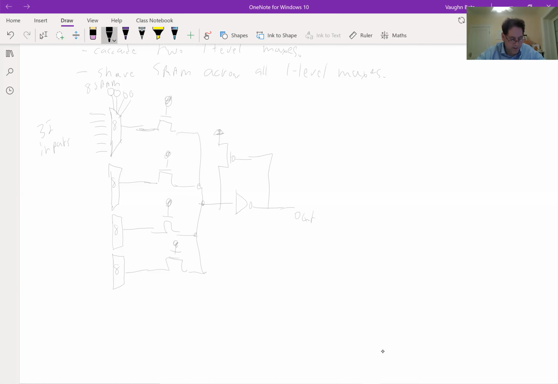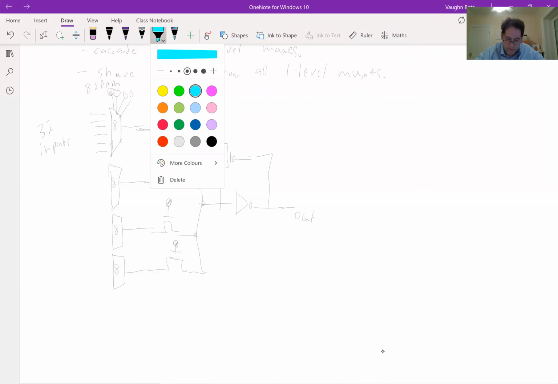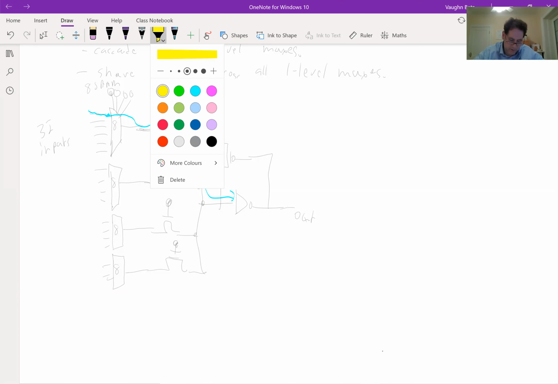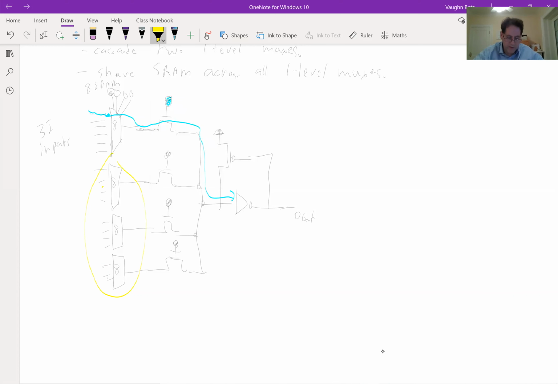The key thing to saving area with this is to recognize the following. Say the path I want to activate is this one. I want to select the first input of this mux, and then I want to program a 1 in here so that it goes all the way through into the output. If that's the path I want, I do not care about what happens in any of these other 3 muxes. So these 3, when the signal I want is the blue one, are don't cares.